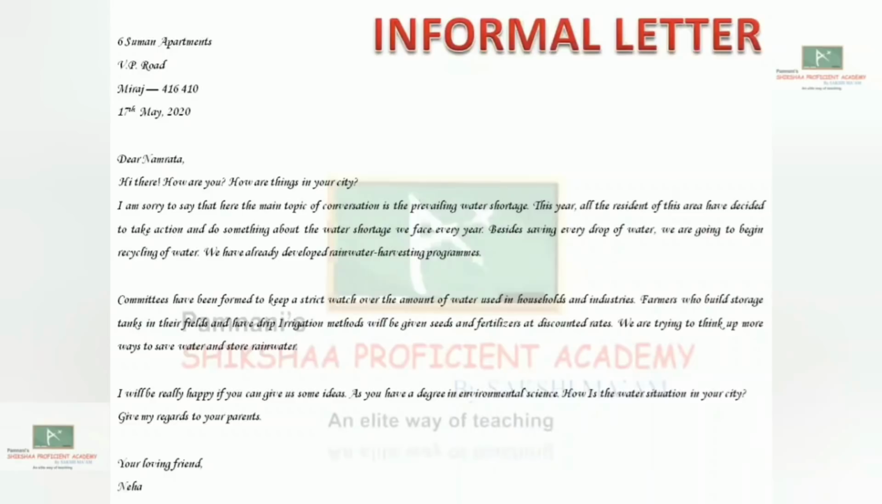So the first we have is informal letter. We have written the same address as provided in the question, 6 Suman Apartments, VP Road, Miraj 416410, 17th May 2020. We were not provided with the date. I have put my own. So leaving one line, I start with my salutation, Dear Namrata. This part here, the address and the date, is known as the heading. Salutation, Dear Namrata. Next line, we begin the body of our letter.